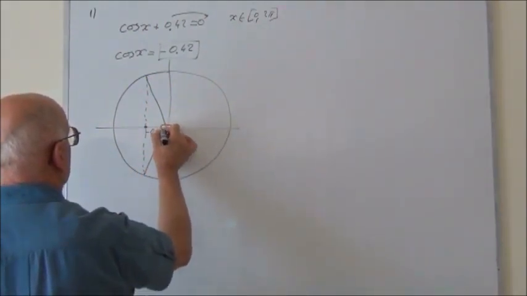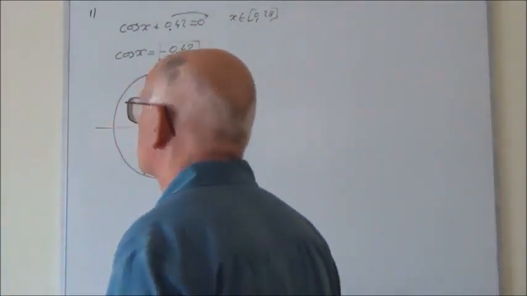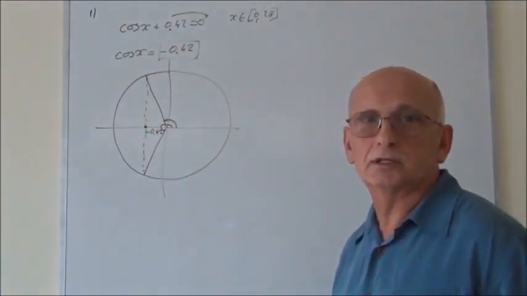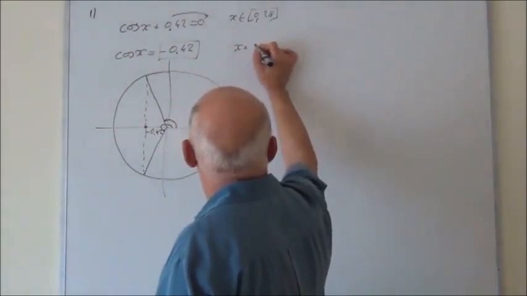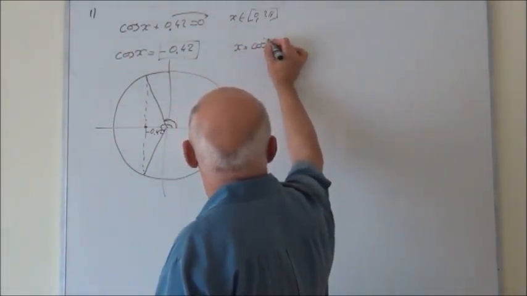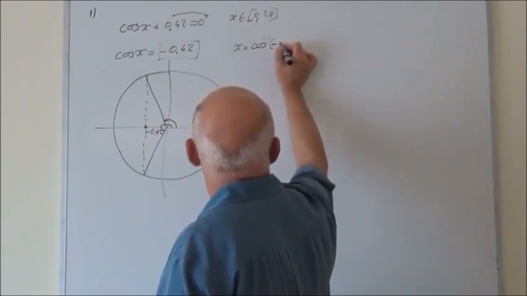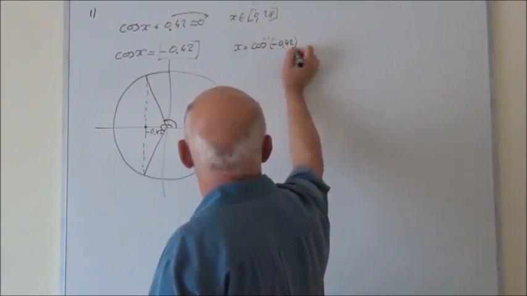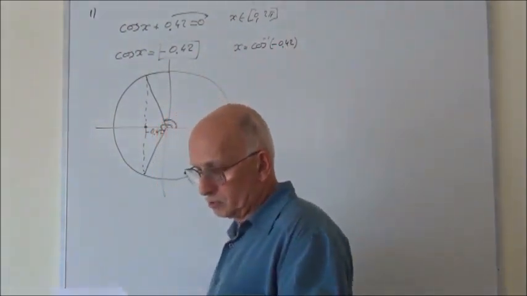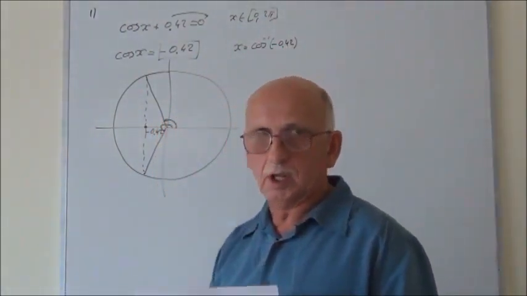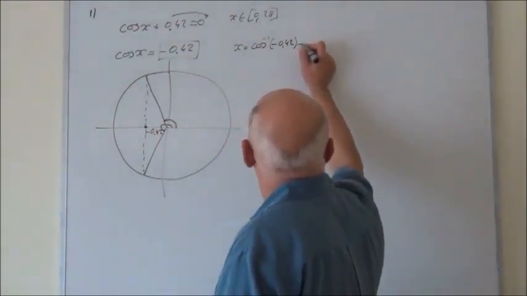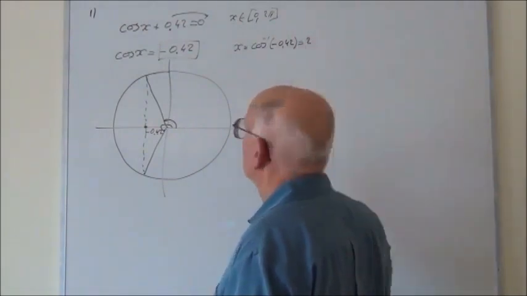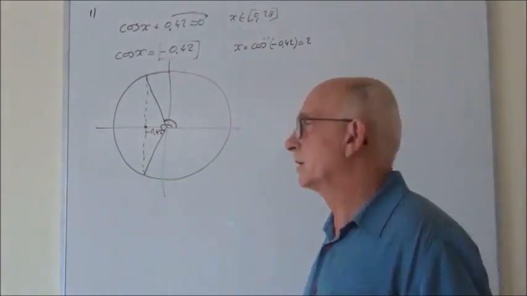So this and that. Of course, 0.42 is not an exact value, so our solution for x will be cos inverse of minus 0.42. You have to use a calculator, and your calculator will give you roughly 2. Anyway, we will round off to 2 radians.